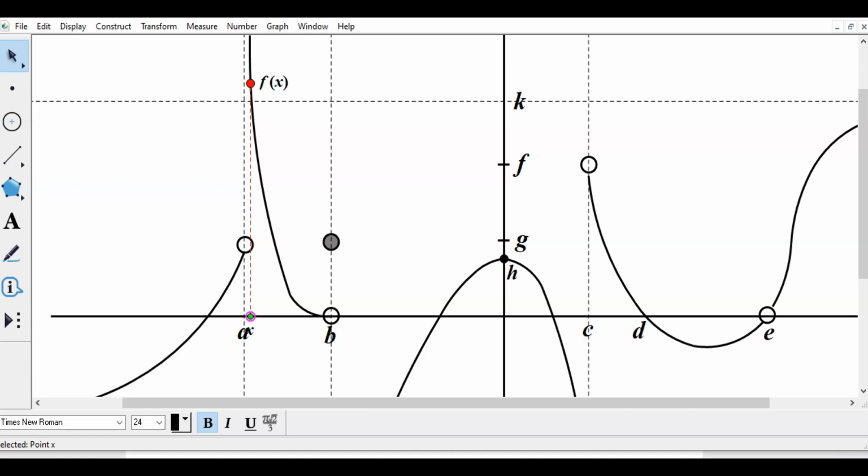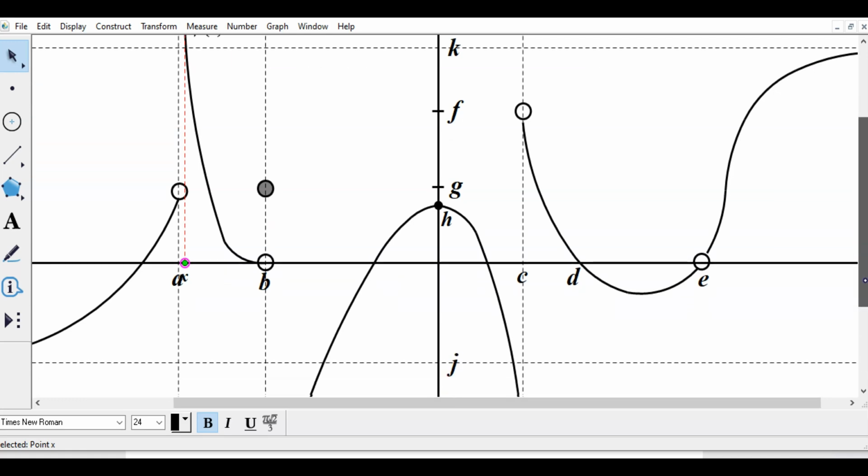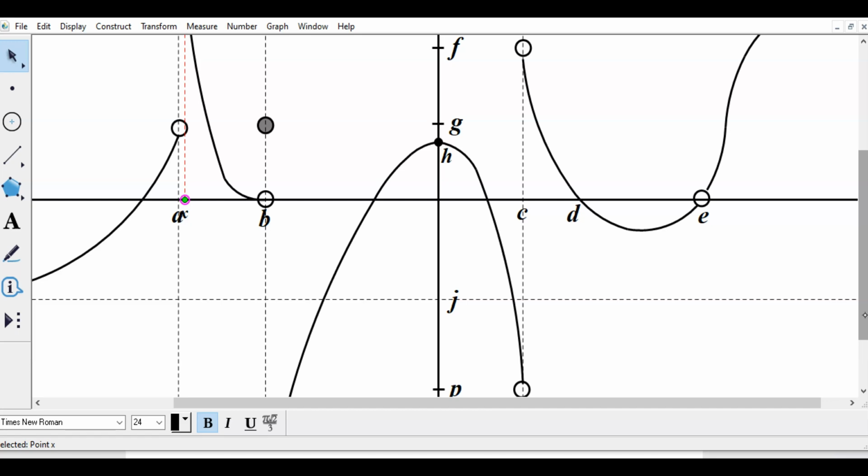All right, so maybe let's take a look over here at point C. Let me scroll down a little bit. If I check out point C, on the left-hand limit, we are getting really close to point P, right?